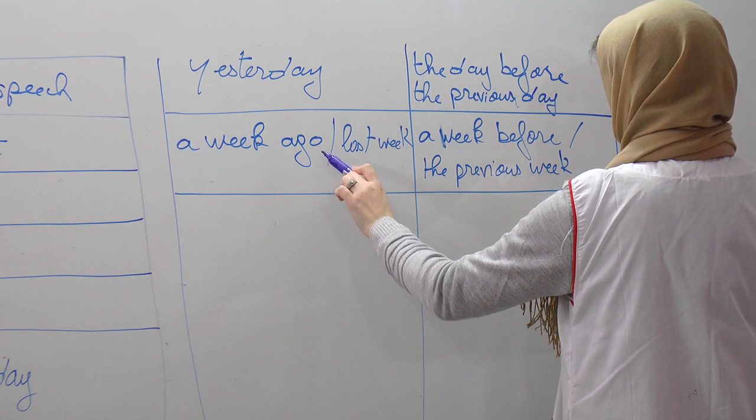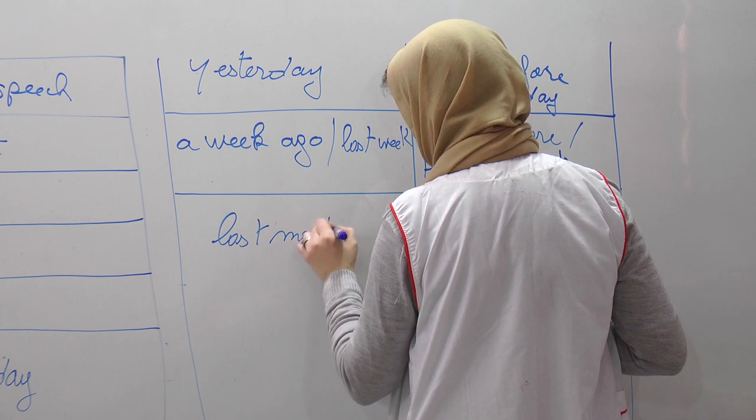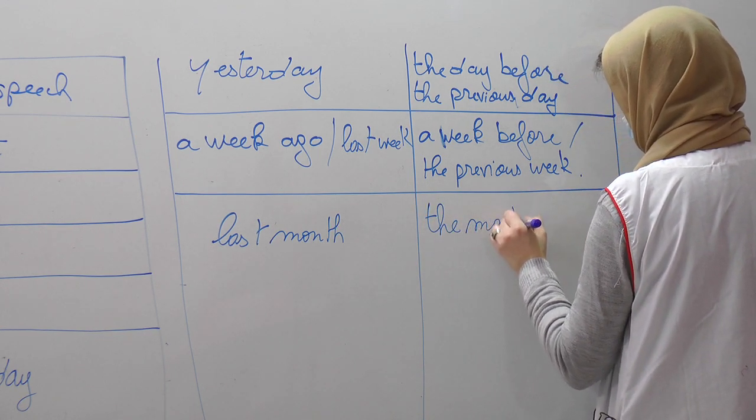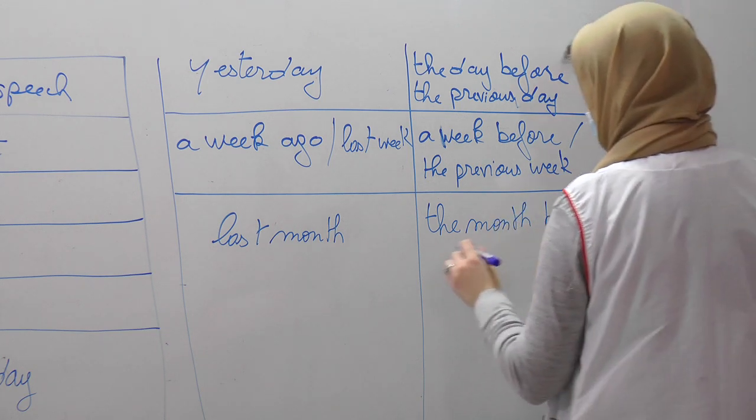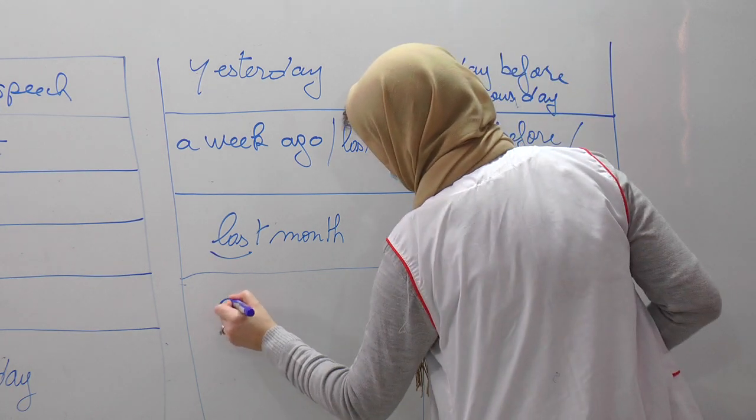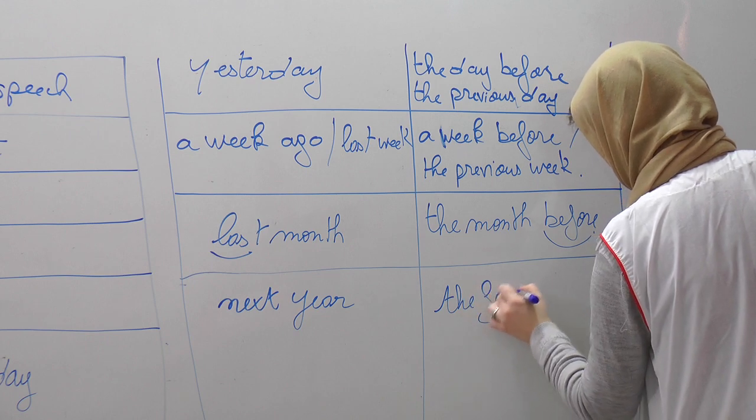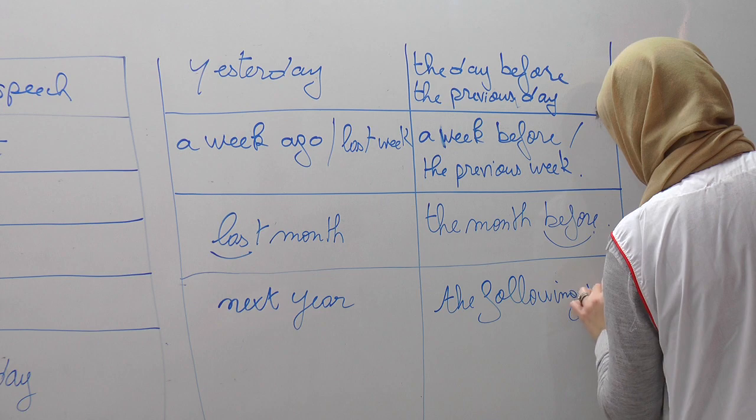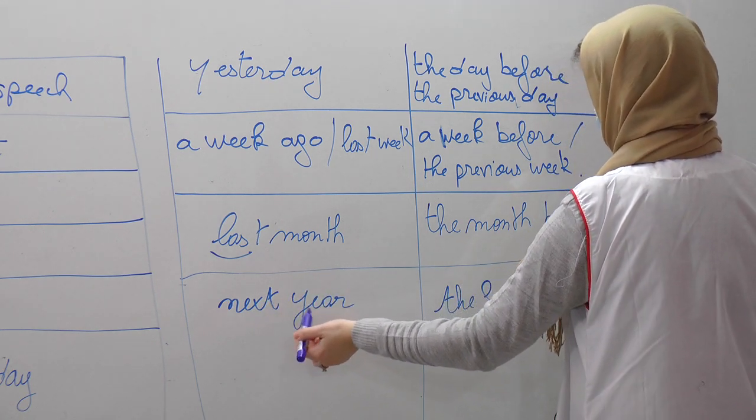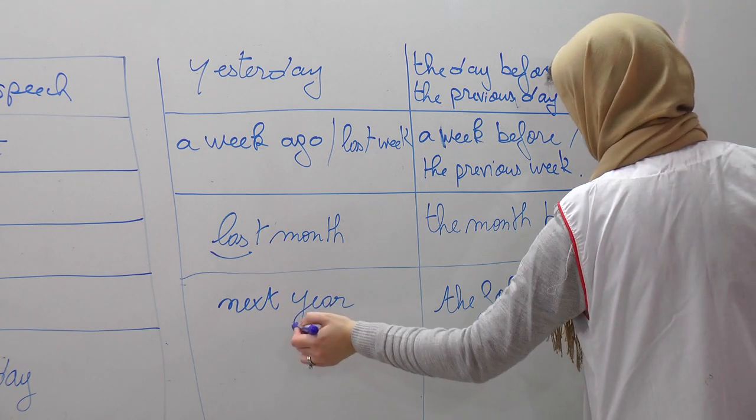So ago became previous. Last month, last year, last week, whatever, the month before. So last is transformed into before. Okay, the last one, next. Next year becomes the following year. When we say next year, next month, next day, whatever, the following year, the following day, the following week, whatever you have here for an example.